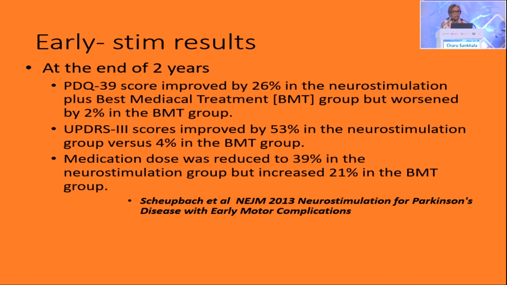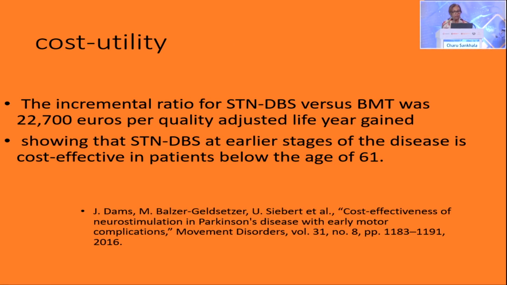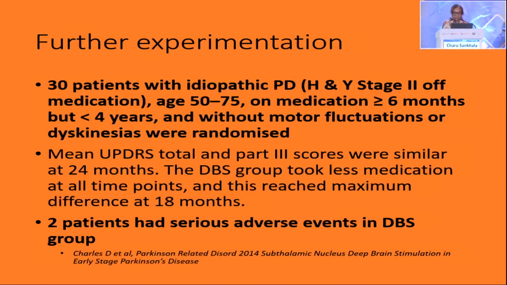That means there's no doubt the earlier you go, the better you are. And the medication doses were reduced to 39% in the stimulation group, but increased to 21% in the best medical management. The cost utility also showed that definitely quality adjusted life year gain was much more. That means you are going to keep these patients working and mobile. So the direct cost of medicine we are not comparing. We are comparing what the patient can do if you do the DBS early into the disease, showing that STN DBS at the earliest stage of the disease is cost effective in the patients below the age of 61.